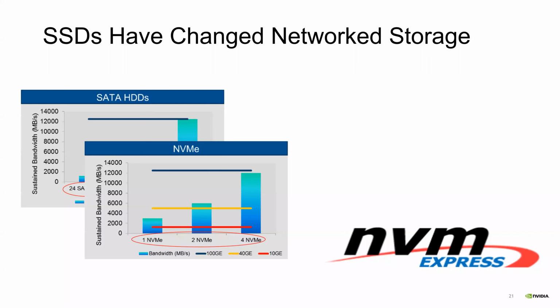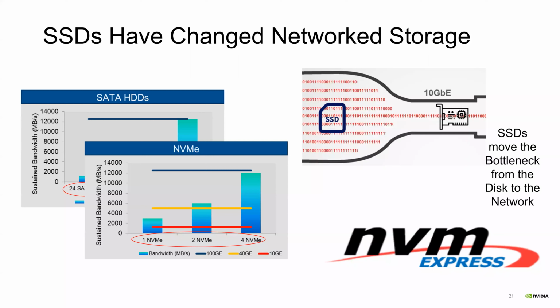But now look at the difference when we look at NVMe SSDs. It only takes 4 to fill 100 gigabit, and think about this, those are Gen 3 PCIe drives. So we have Gen 4 drives coming to market this year. Actually, multiple vendors have them already. And in a few years, we're going to have Gen 5 SSDs. Fundamentally, SSDs move the bottleneck for network storage from the storage to the network.